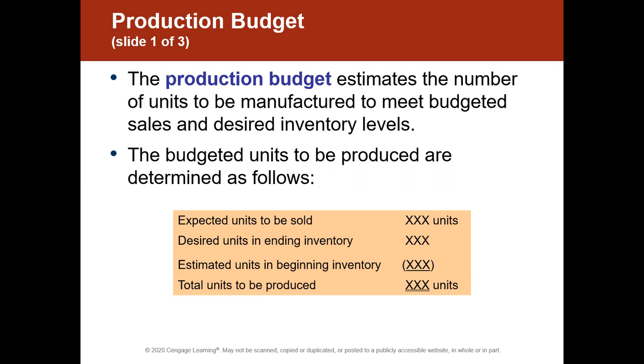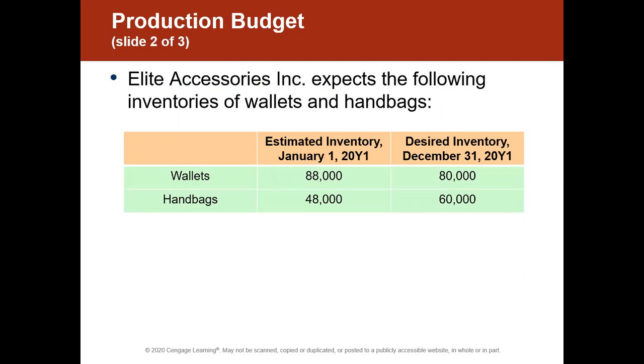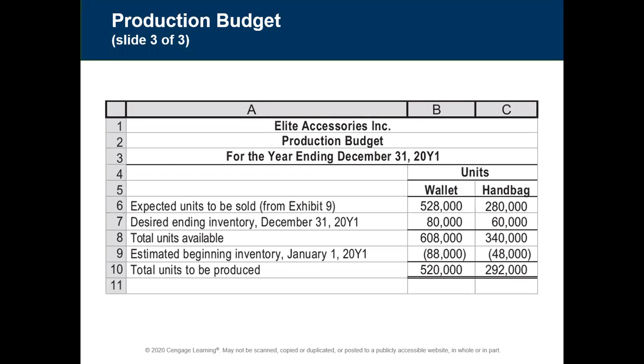So that's the first step in creating the production budget. They've just told me how much we plan to sell. So how much do I plan to sell, plus how much do I want left over when I'm done, minus the amount I already have on hand, will tell me how much I need to produce. So for this one, Elite Accessories, there's the data we need. We'll have our expected units to be sold, plus our desired ending inventory gives us our total units available, minus what we already have, tells us the amount to be produced.